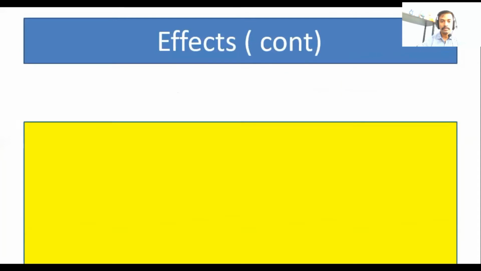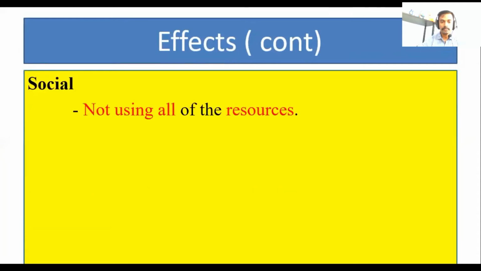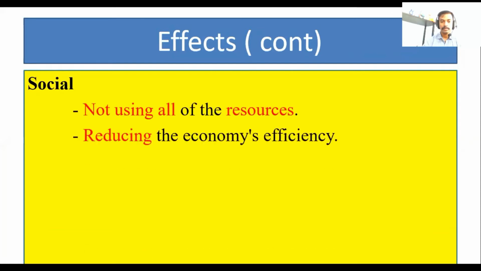Then effects on society: not using all resources. For example, in India there are a lot of resources, but due to lack of economic structure, it is difficult to use those resources. Then it reduces the economy's efficiency, with lack of money and lack of opportunity to attain jobs.